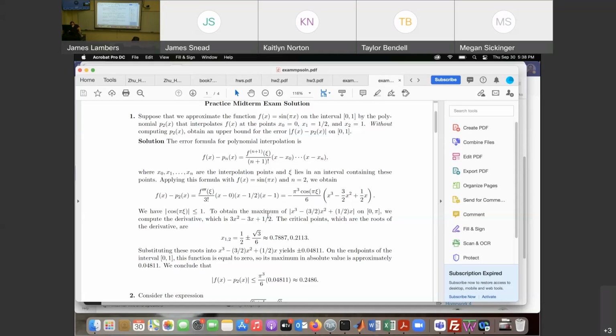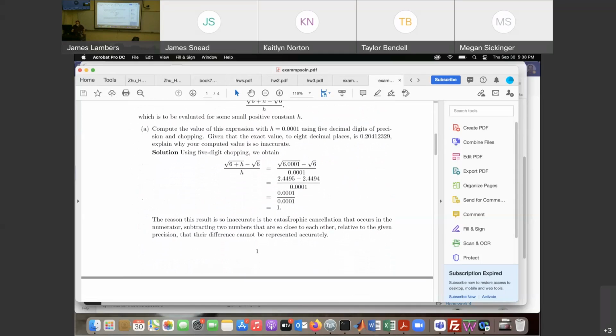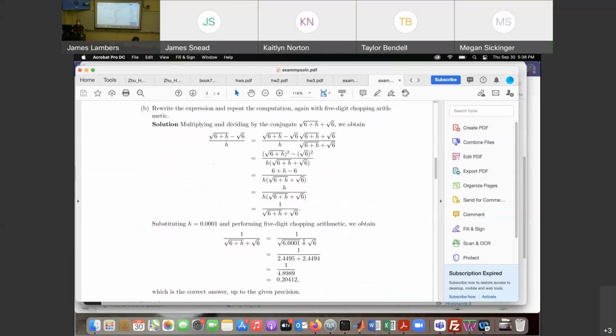I just want to make sure no one has a misconception about what's required. So it's not. Here I'm showing every little step, but as long as I can follow what you're doing and I can see that you understand the material to obtain the result, that's what I'm looking for.